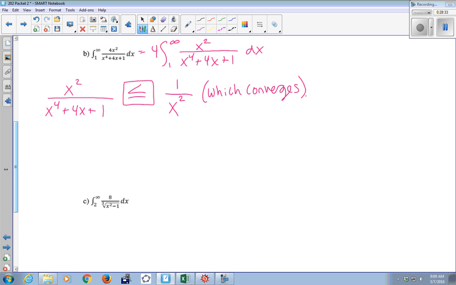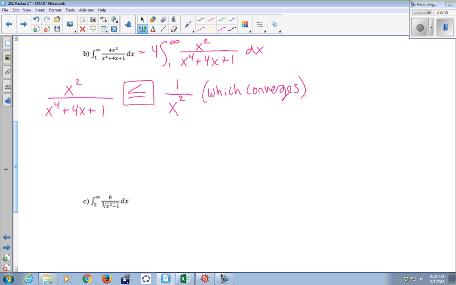All right, so I have my integrand is smaller than something that converges, right? My integral is smaller than something finite, which means my integral has to also be finite. So I write it out with a sentence.